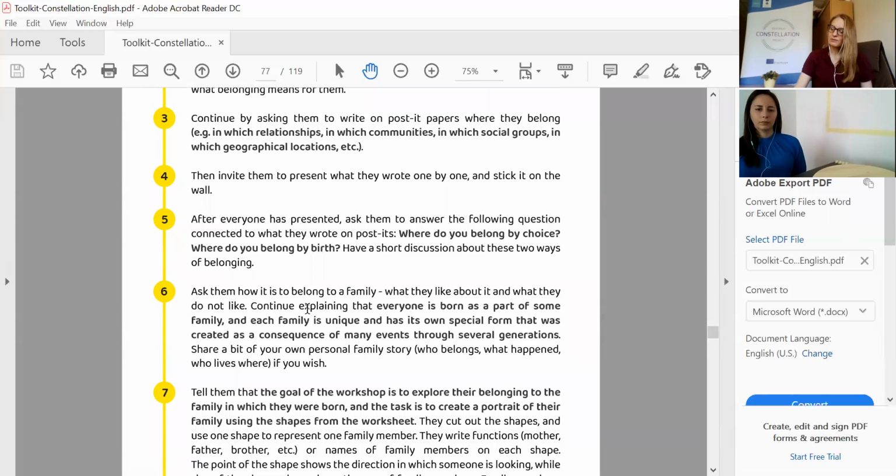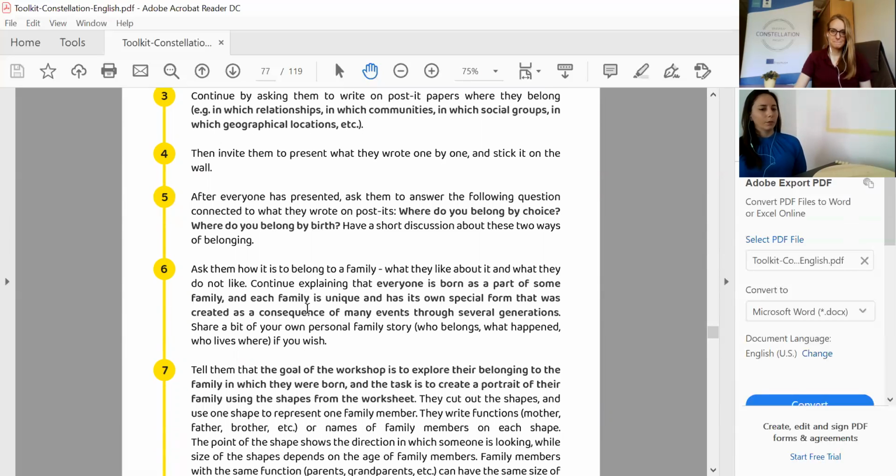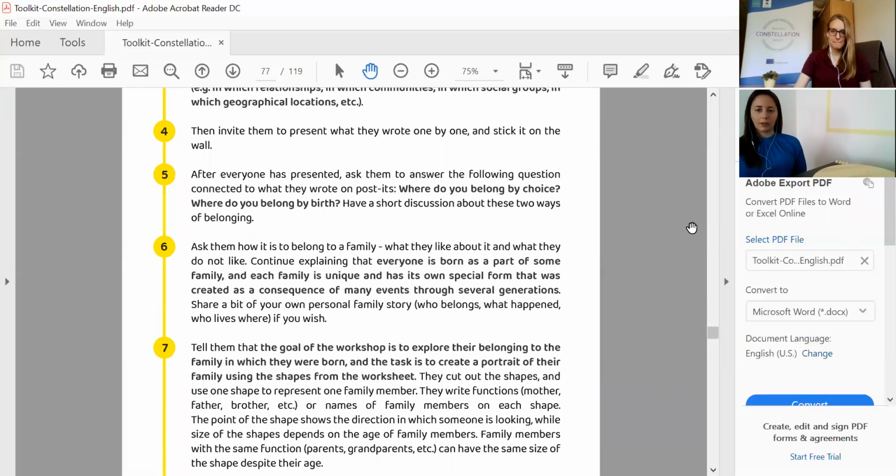What is the next thing we do, Marcela? Yes, from talking about belonging in general, we can move on to talking about family. For me, it was the first time that I was meeting these students, so I really didn't know what their family situation was. So we talked a bit about the family. I shared my own stories, and who belongs to my family.